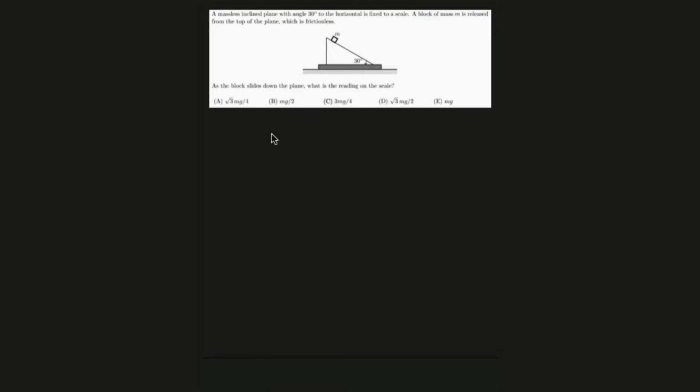What is the reading of this weighing machine going to be? So from the weighing machine perspective, all that it cares about is what is the force that it is experiencing. And this force will be coming from the wedge, because the block is on the wedge. We don't have to worry about the block. So let us say this force is N prime, and in retaliation the scale is applying force F. So we have to find out this N prime.